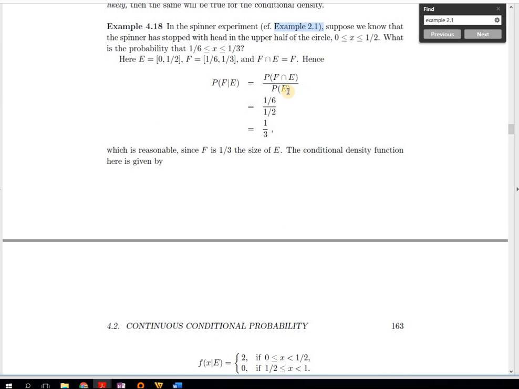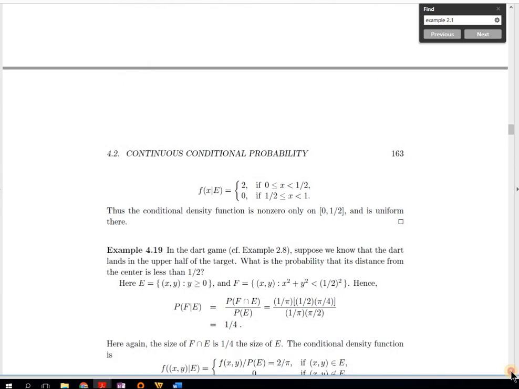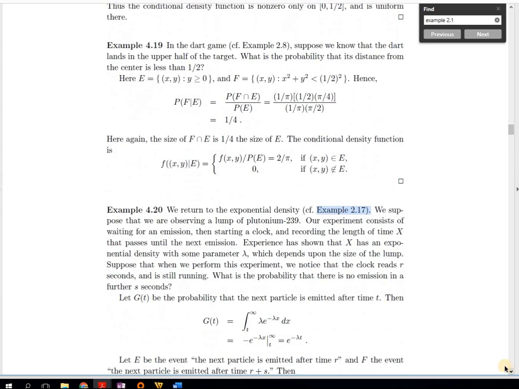And that 2 reflects the 1/2 in the denominator, because P of E is 1/2. Right? The 1/2 in the denominator becomes a 2 in the numerator. So that's where that comes from. So as I said, conditional probability is consistent with our previous ideas of continuous probabilities.